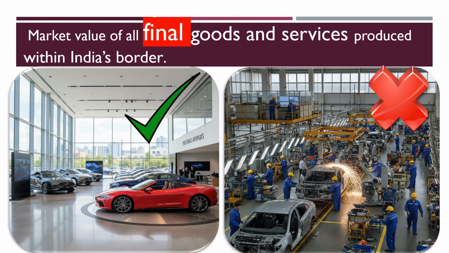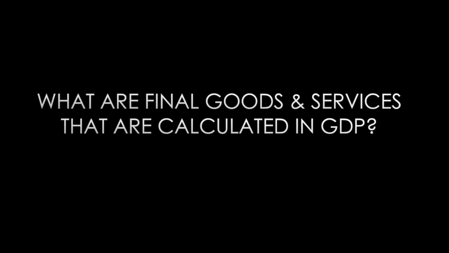For example, the cost of tires, windshield, seats, engine, labor cost, those are not included in GDP because they will be calculated separately, like the market price of all the final tires manufactured within a specific period. So in GDP calculation, market price of the final good is included, not the prices of the intermediate goods required to manufacture that final good. What are final goods and services that are calculated in GDP?